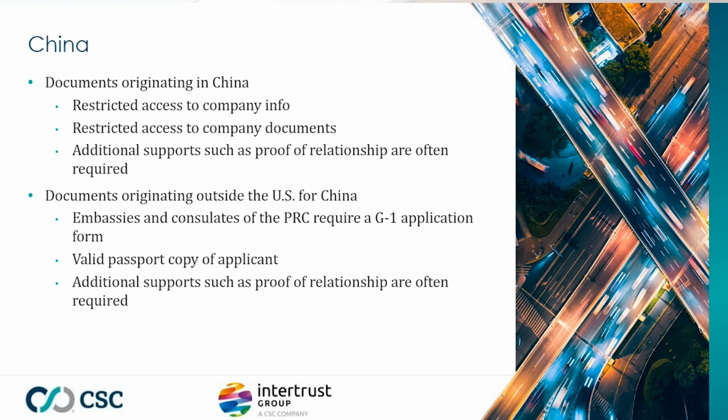The universal support that all Chinese embassies in the world require is called a G1 application form. And the G1 application form always has to be accompanied by a valid ID copy of the applicant. In addition to this universal G1 application form, the embassy and consulate often require proof of the applicant's relationship to the entity and authority to be applicant. So clients must be prepared to provide all supporting documents as requested by the Chinese government.